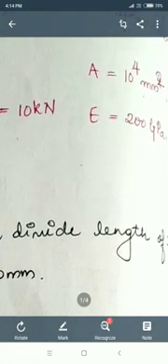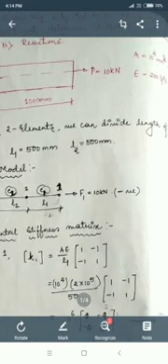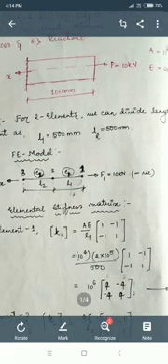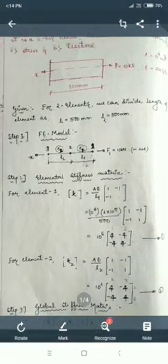The cross sectional area A is given as 10 to the power of 4 millimeter square. Young's modulus E is given as 200 gigapascal. Now we will solve this problem step by step.